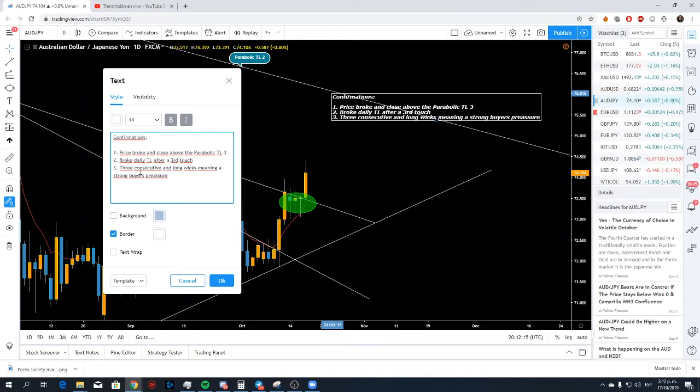And right now we got that. Before this big candle that is happening today, we got these 3 yesterday. And if you have the information to read these 3 candles, that's enough to tell you that price might go up, because buyers have control, didn't let the price drop for 3 consecutive days. So that's our third confirmation. 3 consecutive and long wicks, meaning a strong buyer's pressure. Third confirmation.